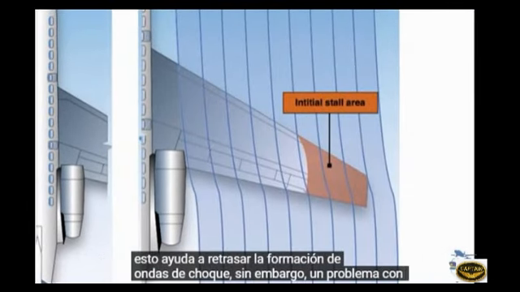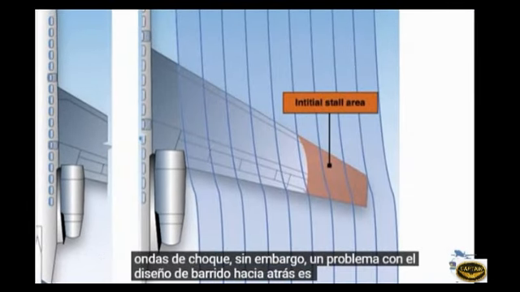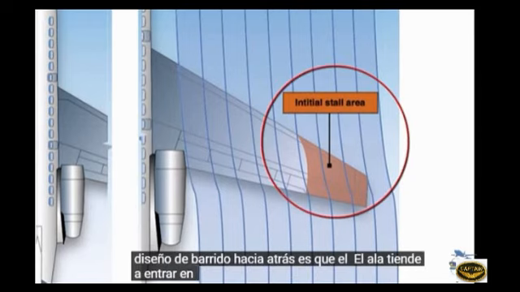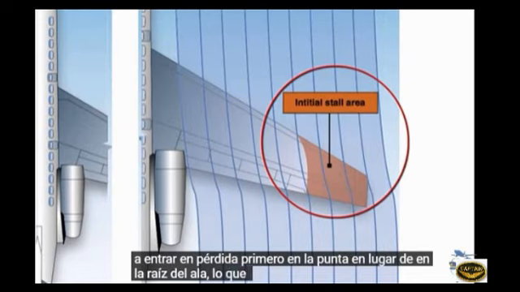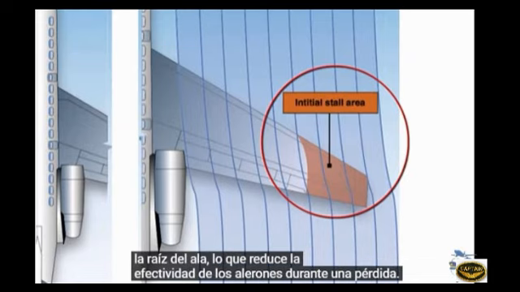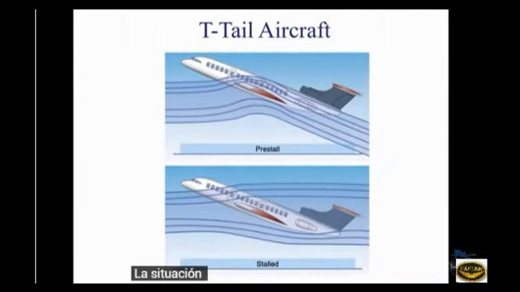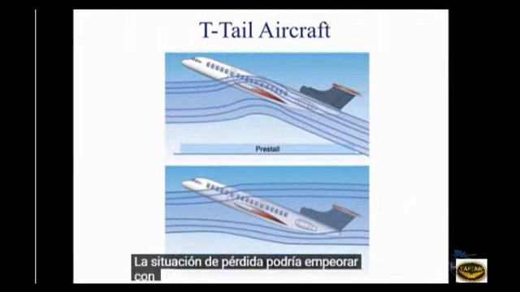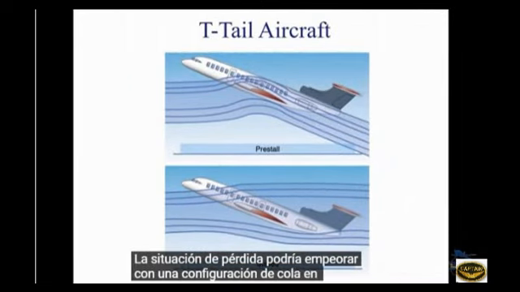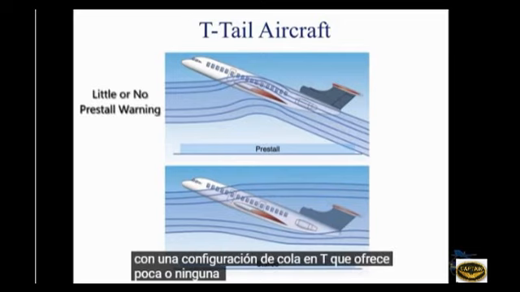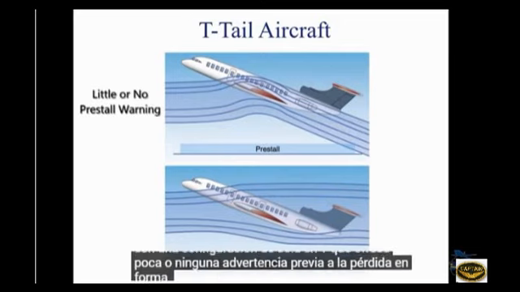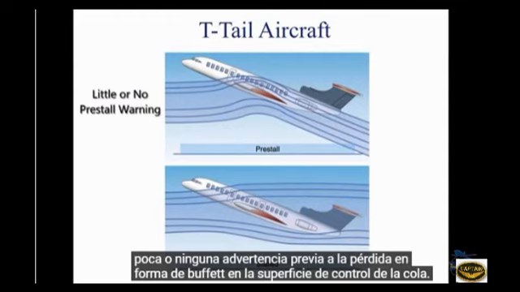One problem, however, with the swept-back design is that the wing tends to stall at the tip first rather than the wing root, which reduces the aileron's effectiveness during a stall. The stall situation could be made worse by a T-tail configuration, which affords little or no pre-stall warning in the form of tail control surface buffet.